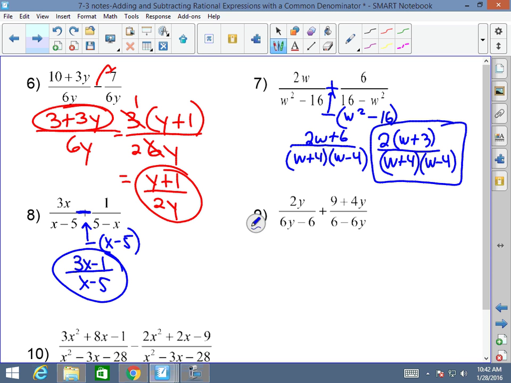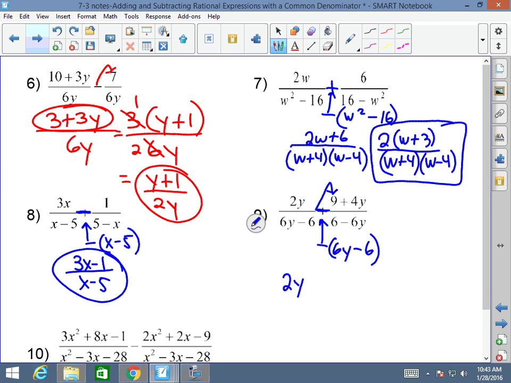Okay, I got another situation here. What do I have to do here to get that denominator? Very good. Well done. So I'm going to factor out a negative here, just like he told me. And I got 6y minus 6. I'm going to bring that negative up. This becomes a negative. So now this is 2y.